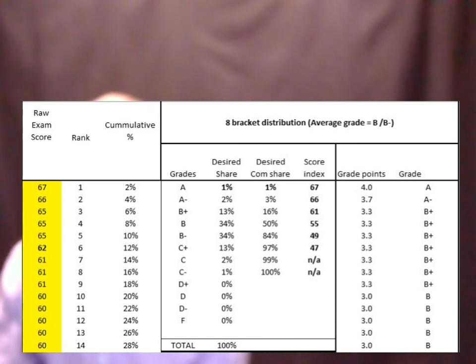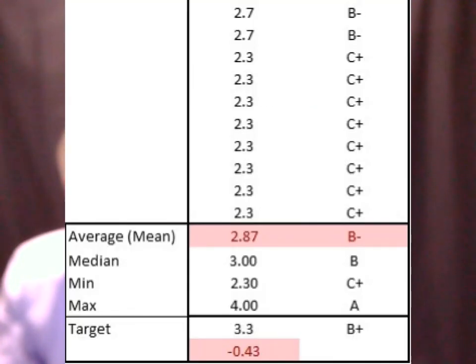Now, let's take a look at the average grade. For this method here, we can see it's 2.87, so that is between B and a B minus. However, if we have the target set at a B plus or a 3.3 average, then of course this model doesn't fly because then the grade is too low.